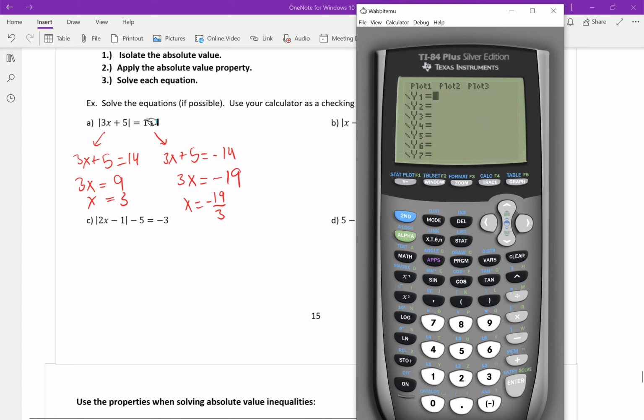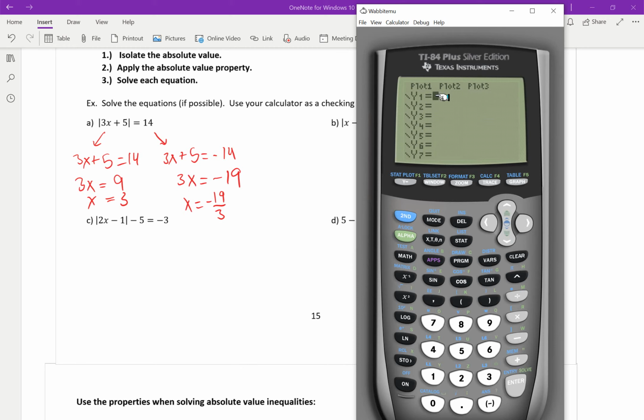So what I'm going to do is I'm going to think of two equations. One equation is going to be y equals the left hand side, the part with the absolute value, and then the other equation is going to be y equals the right hand side of the equation. So I'm going to do absolute value of 3x plus 5. That's what I want to enter here in my first equation in my calculator.